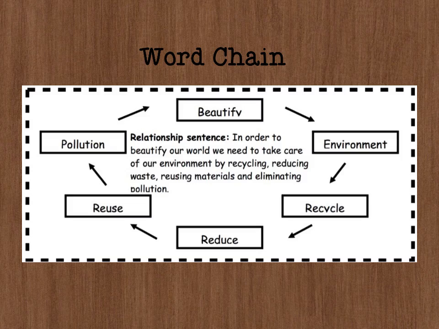A word chain is where children choose a word and they put that at the top of the organizer or the top of their chain, and then they identify other words that they can use to connect to the chain. For example, in this activity, we've given the boys and girls beautify, environment, recycle, reduce, reuse, pollution. And they have to figure out the order that these words go to make the most meaning. And then you can do a relationship sentence once you've put them in order. So they would say, in order to beautify our world, we need to take care of our environment by recycling, reducing waste, reusing materials, and eliminating pollution.